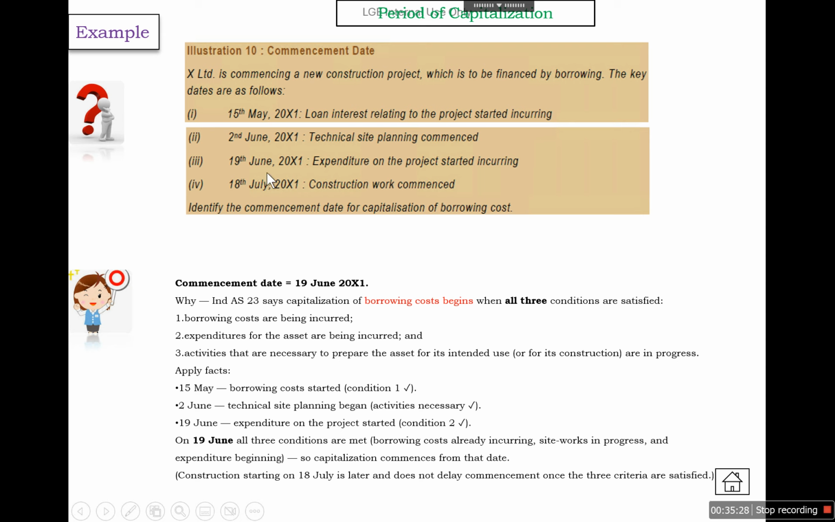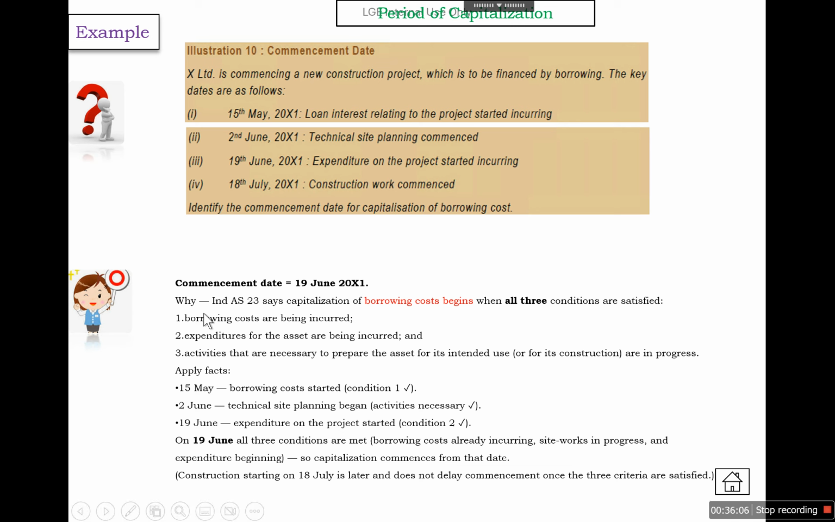Let's check the next date, 19th June X1. Expenditure on the project started incurring. So here, let's check again. The money is being spent? Yes. Borrowing cost started? Yes. Construction or production activities activated? Yes, because the money has started to be incurred. So activities have started. So 19th June X1 is the date when the borrowing cost capitalization will initiate.